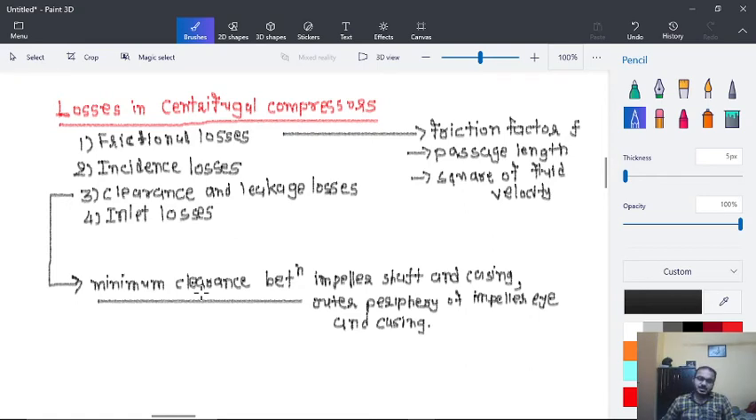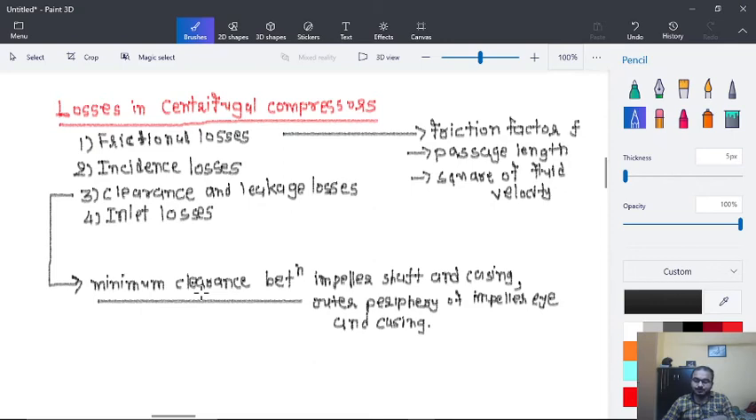And what happens because of this minimum clearance is that the fluid will enter into this clearance and it will get recirculated inside the compressor. So the same fluid is being compressed again and again, which is staying in the clearance part. So this is also known as leakage losses.